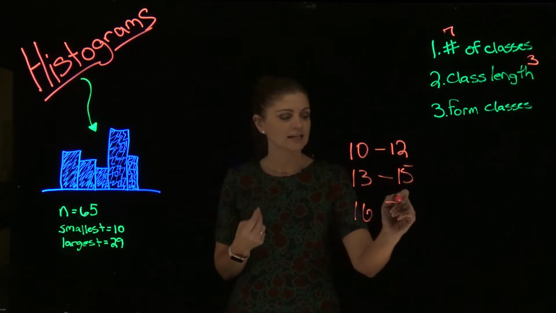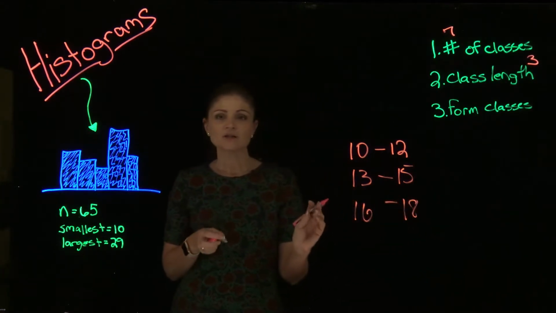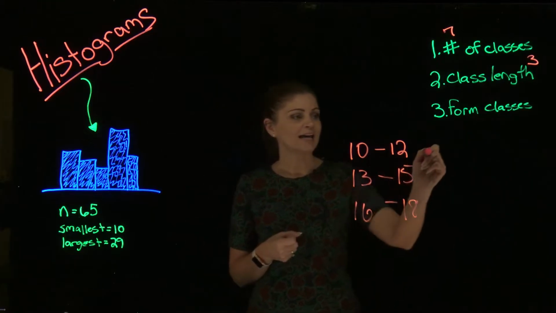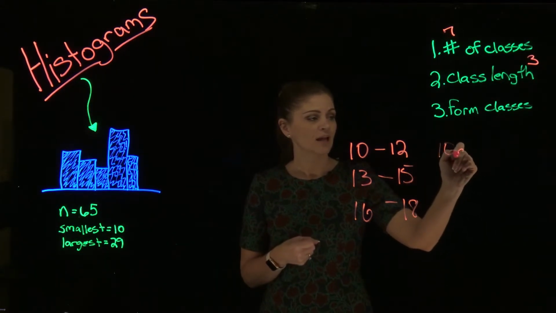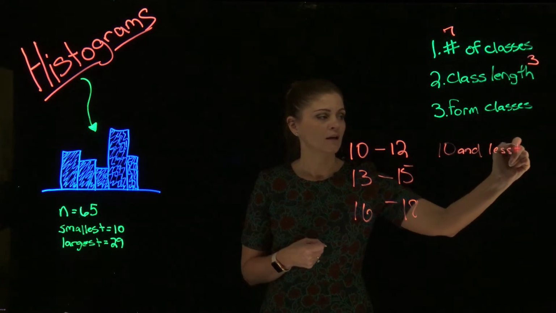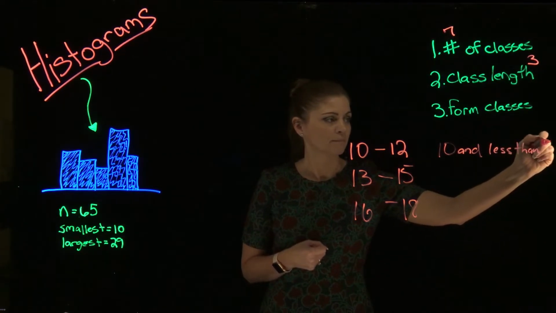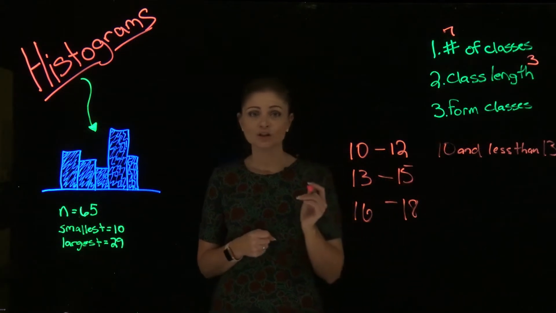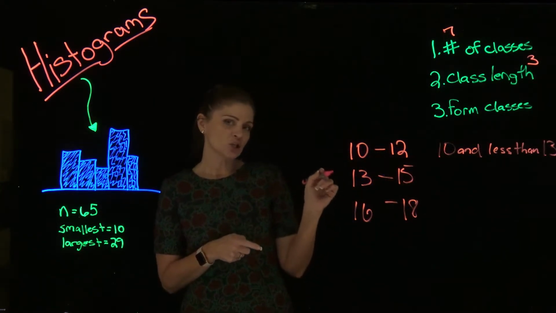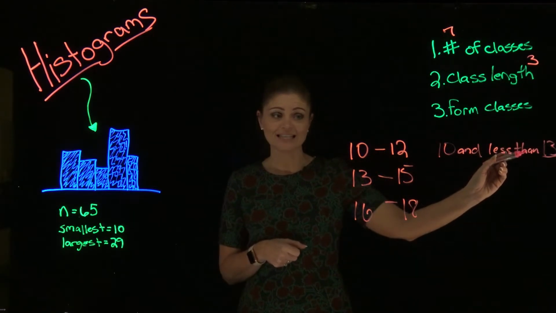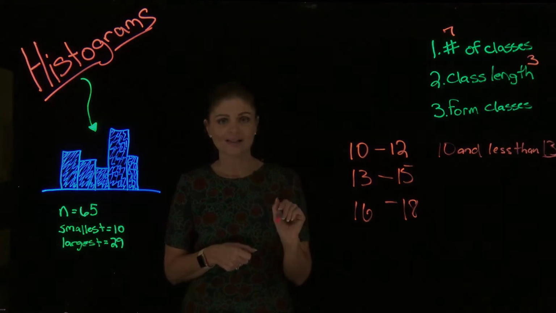16, 17, and 18. Now it's important to note that sometimes you'll see it illustrated as 10 and less than 13. That's okay because it's basically the same thing. 12 is less than 13. The important thing to note here is you don't want to count 13 twice. So it's not 10 through 13, because 13 starts your new class.